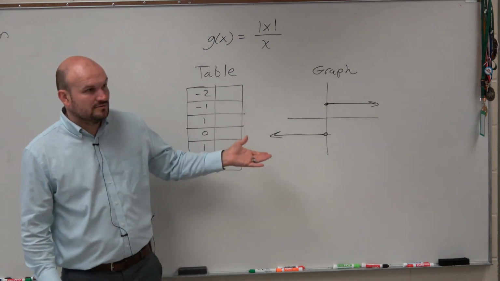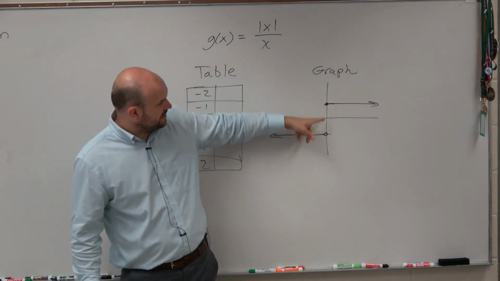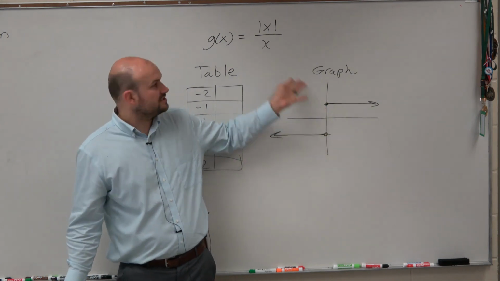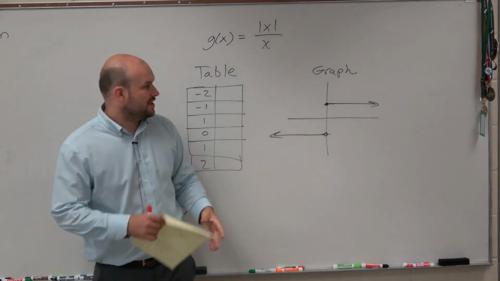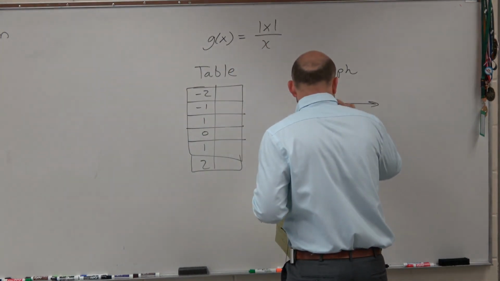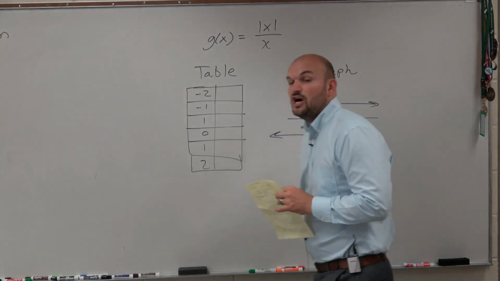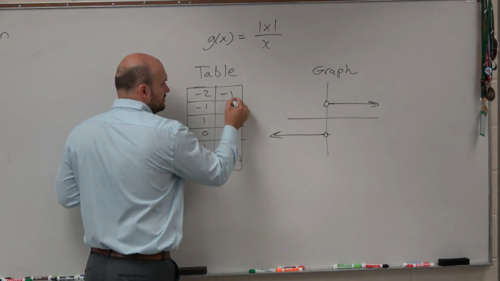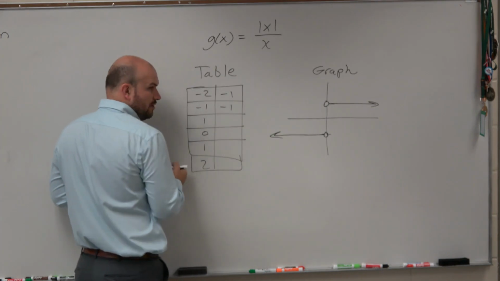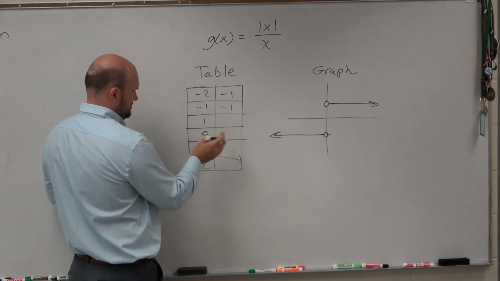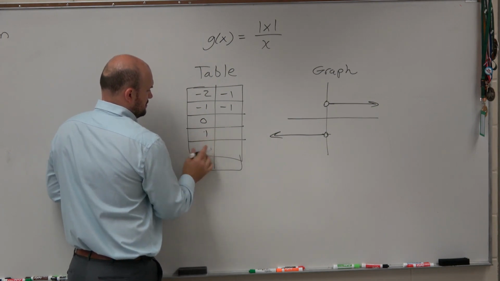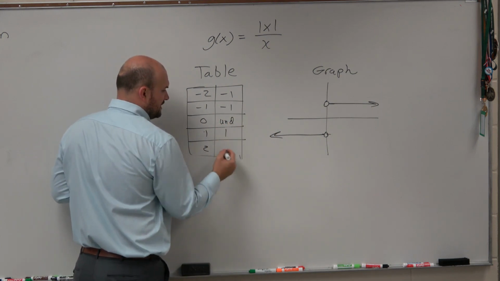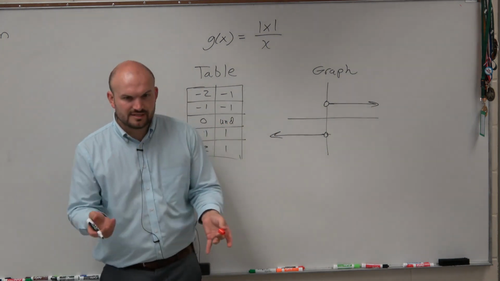Now, obviously, at 0, it can't equal 0. So these are going to be open circles because you can't actually equal 0, right? Because if you had x equals 0, then it'd be undefined. These are both undefined at 0. However, when we look at the table, at -2, it's equal to -1. At -1, it's equal to -1. At 0, it's undefined. At 1, it's equal to 1. And at 2 it's equal to 1. Right? Anybody clear on the table?